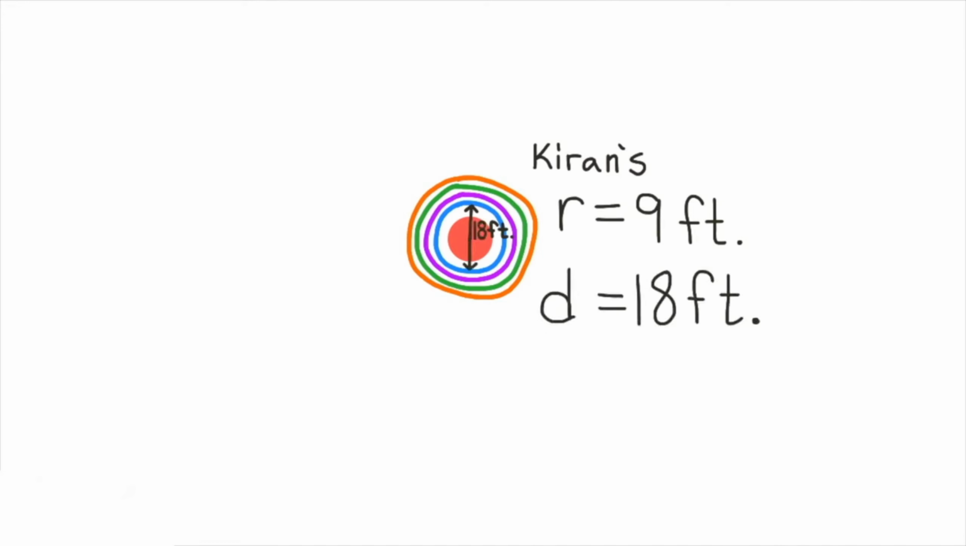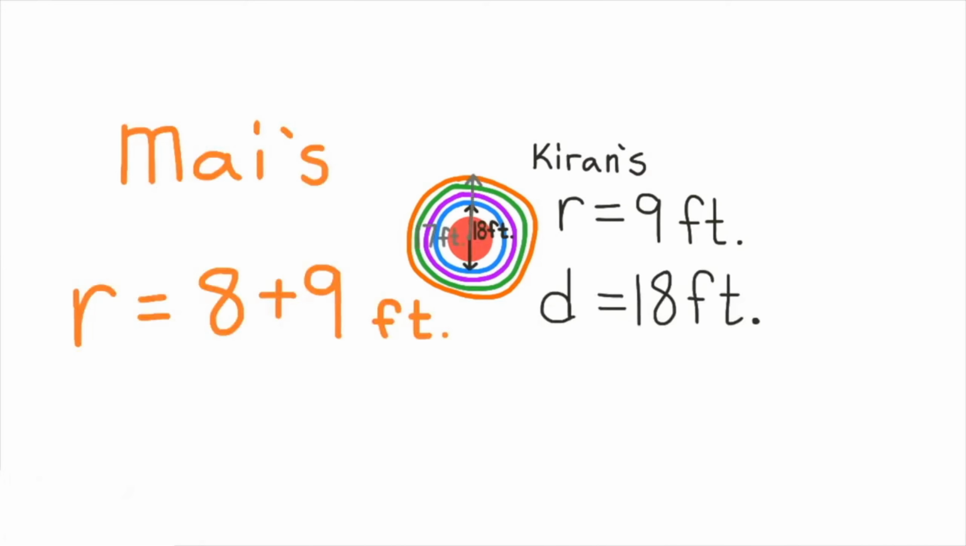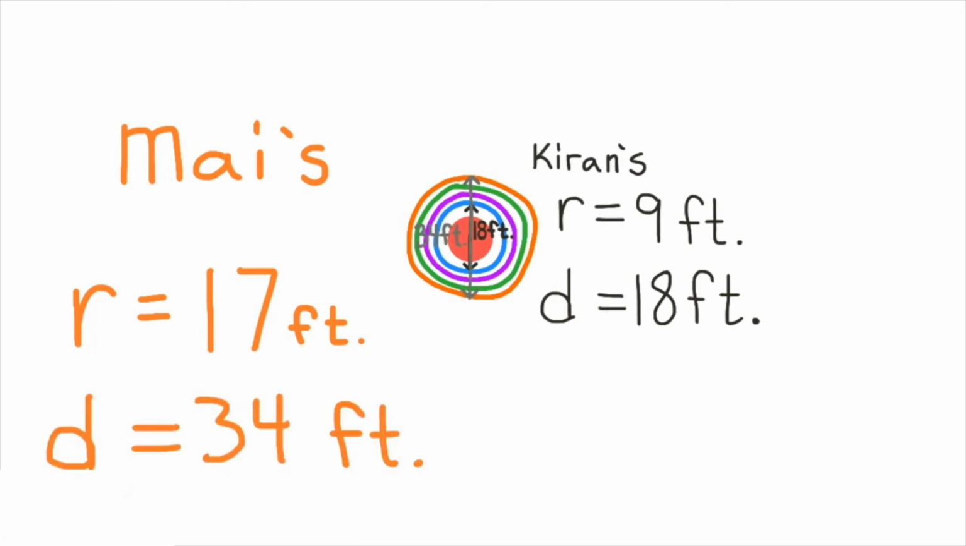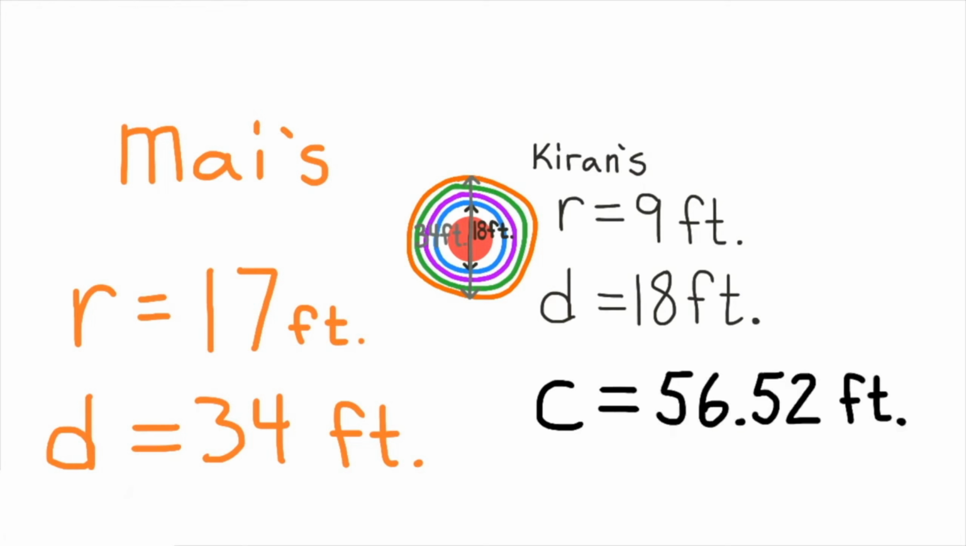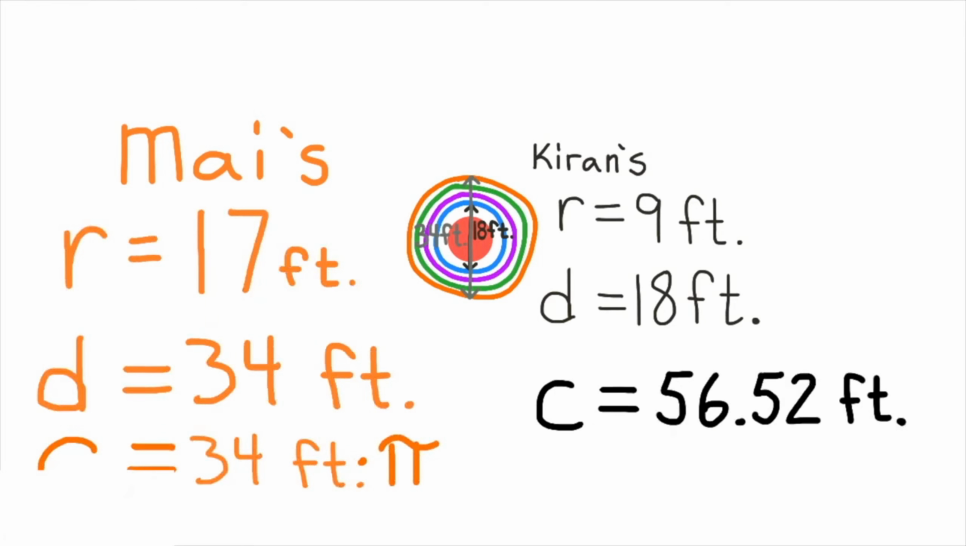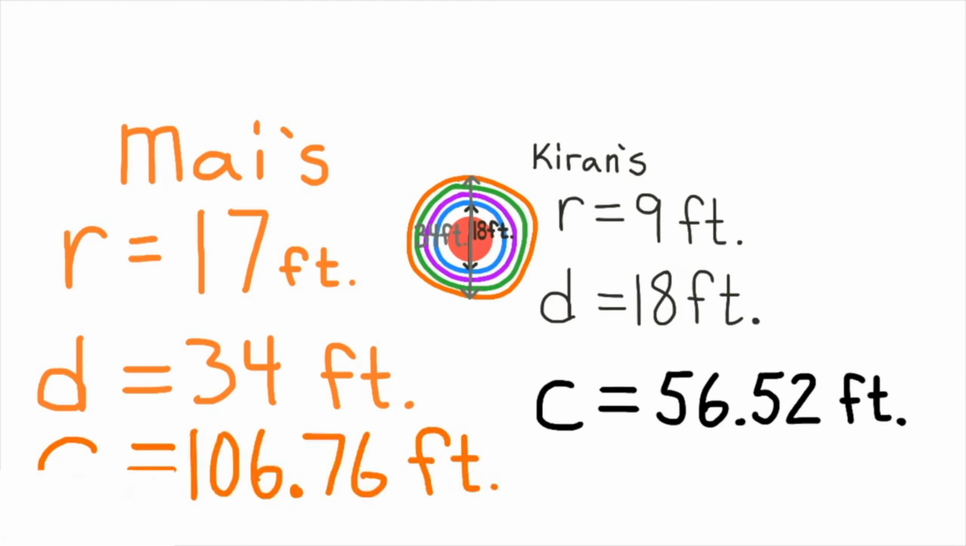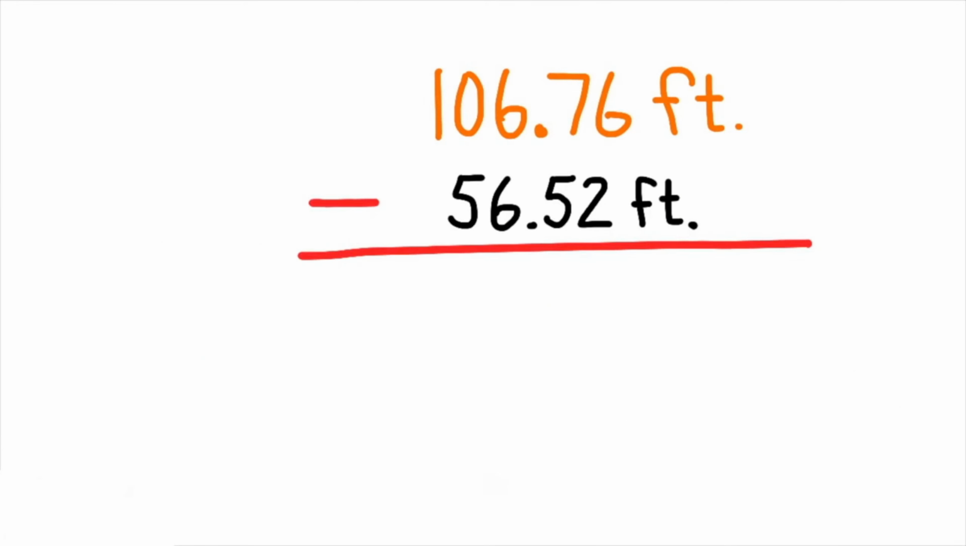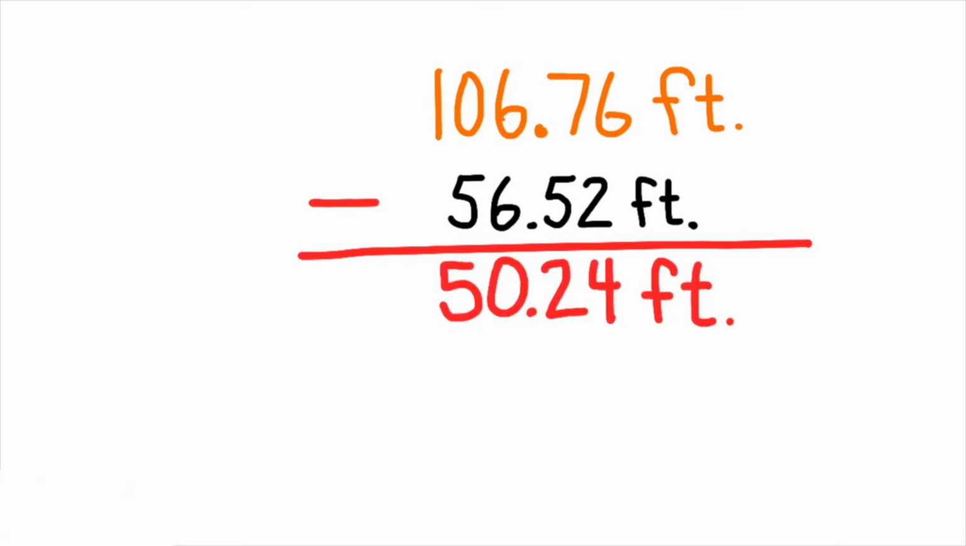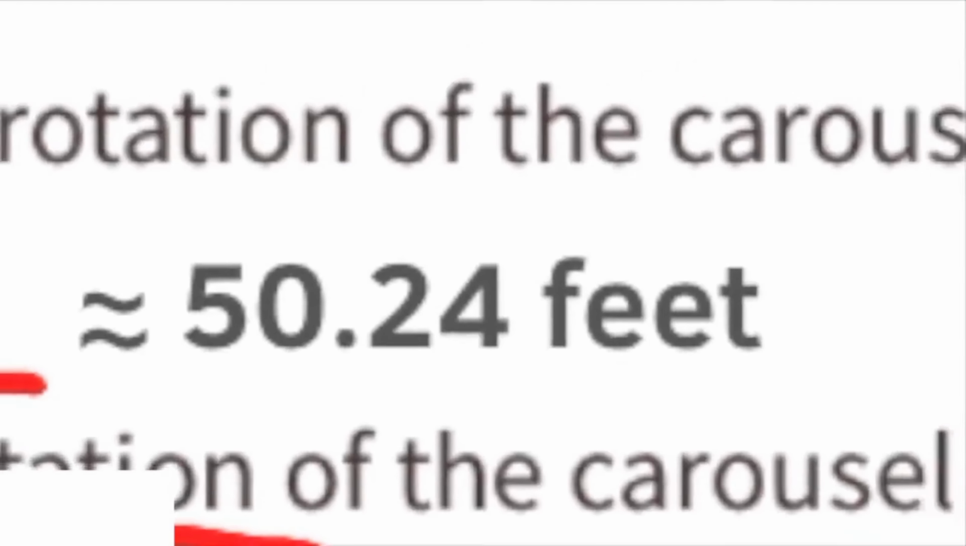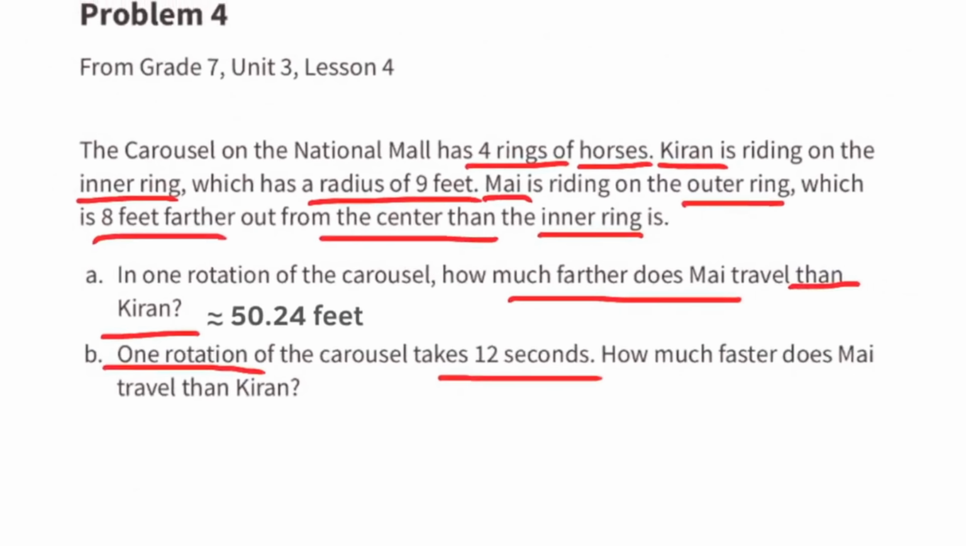That makes her diameter 18 feet. Mai's radius is 8 feet longer than Kieran's radius, so Mai's radius is 17 feet. That makes Mai's diameter 34 feet. The circumference of Kieran's circle is 56.52 feet, and the circumference of Mai's circle is 106.76 feet. That's a difference of 50.24 feet. That means that with one rotation of the carousel, Mai travels 50.24 feet further than Kieran.